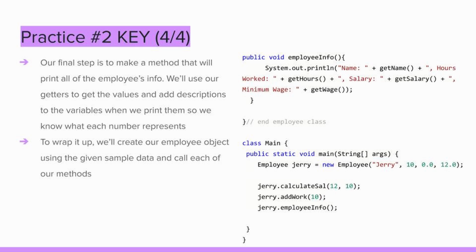Our final step is to make a method that will print all of our employee's info. The print statements will use getters to get the values and will have text descriptions in front of each variable. That way, when the statement is printed, we'll know what each number represents. To wrap it up, we'll create an instance of the employee class using the given sample data, and we'll call each of our methods.